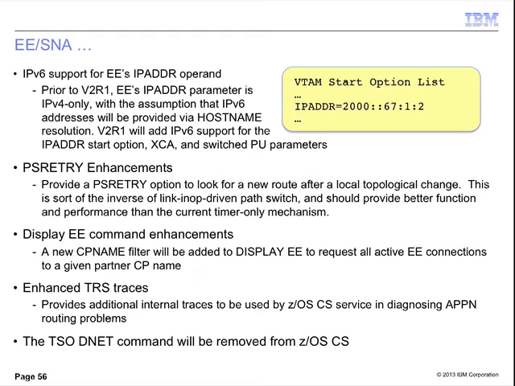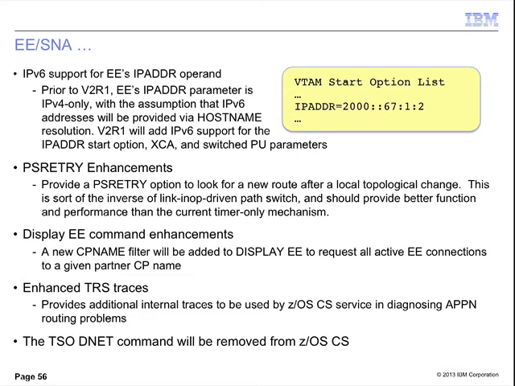There's a new filter on the display EE command to allow you to identify all EE connections to a given partner CP name. This can be pretty useful in some diagnostic situations when connecting in extended border node environments. There was an enhancement to PS retry that you see on this page.